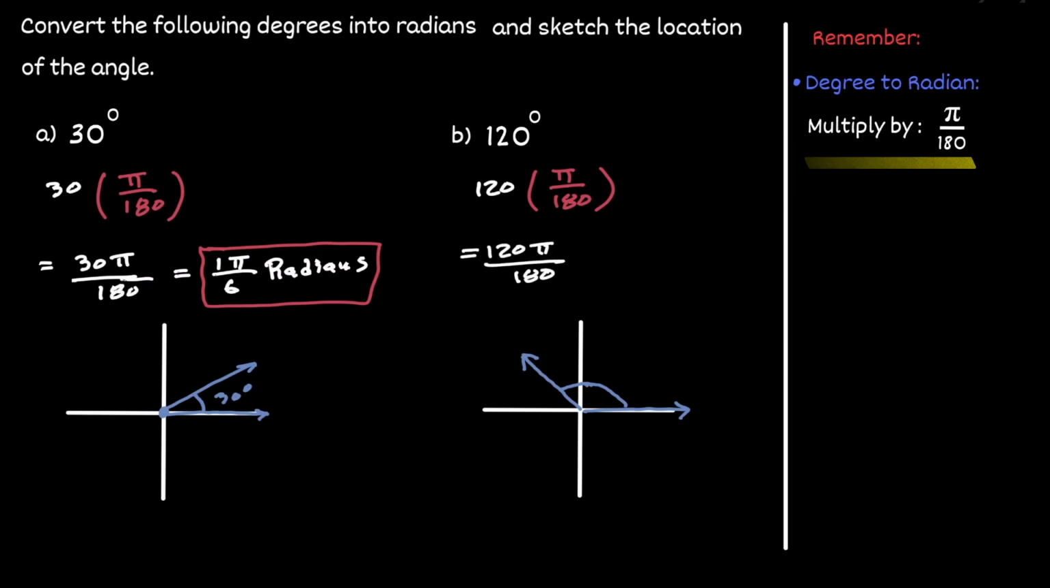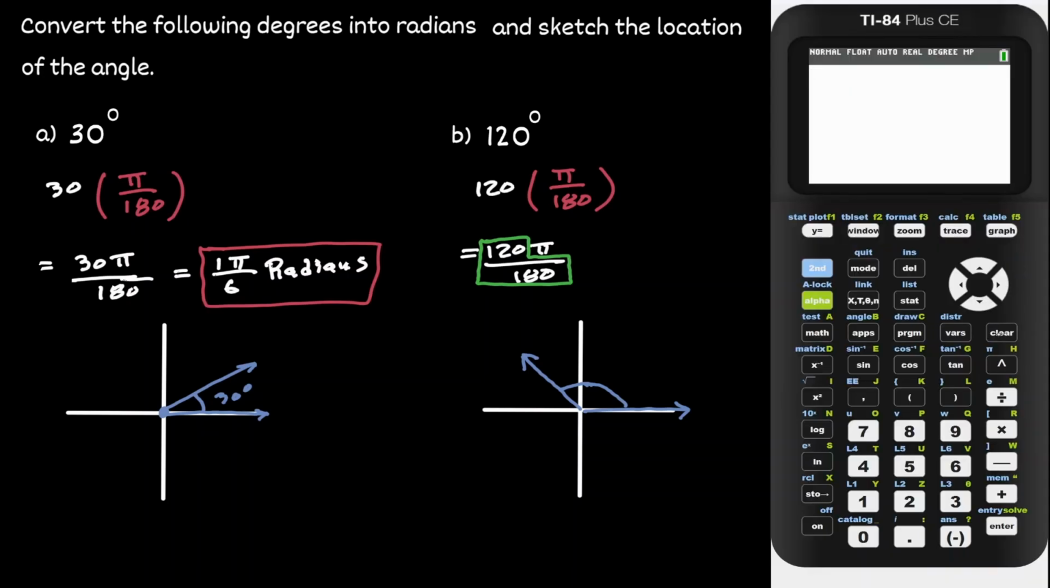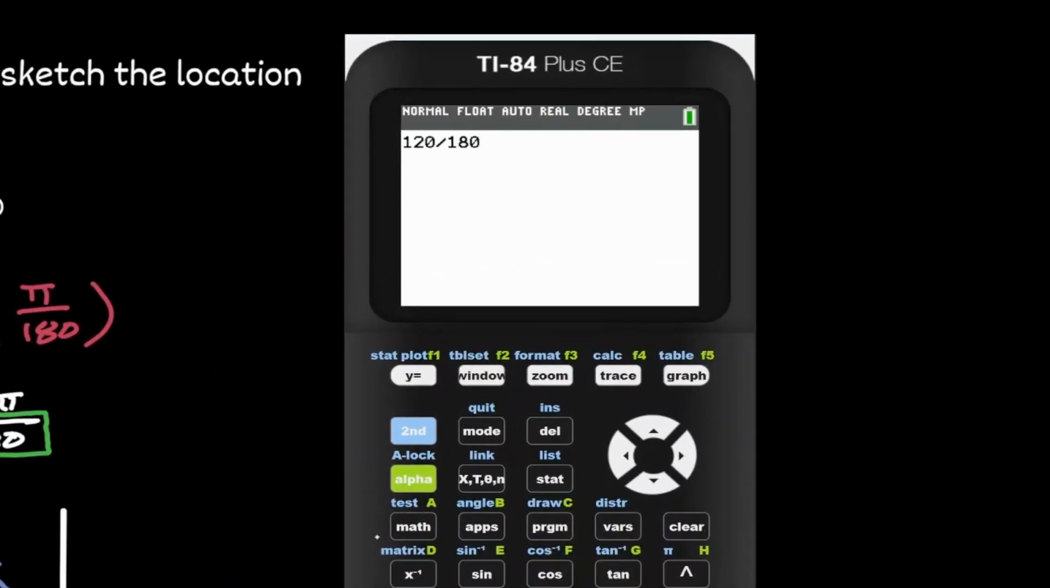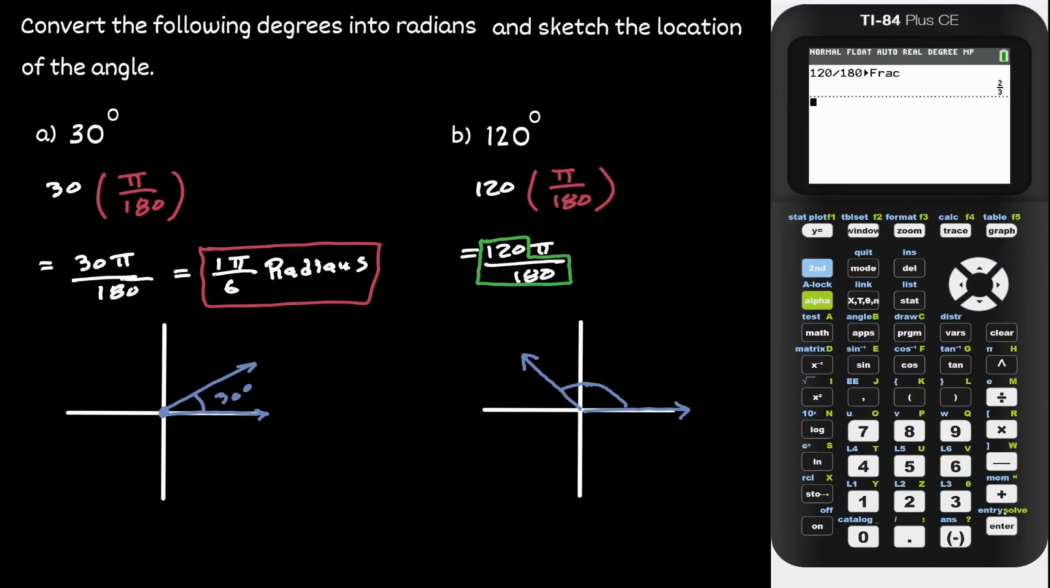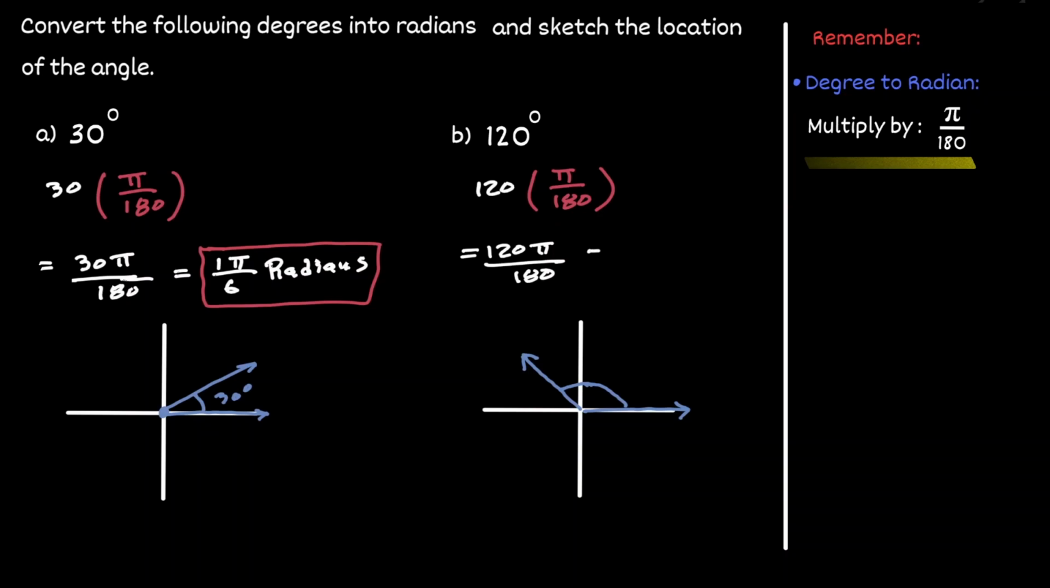But now let's simplify the fraction. 120 divided by 180. Let's get our calculator. Let's put down 120 divided by 180. Let's go to the math button, which is here, and let's choose option 1. Now when we press enter, the fraction 120 divided by 180 is equivalent to 2 divided by 3. So now we can say that we have 2 pi divided by 3 radians.